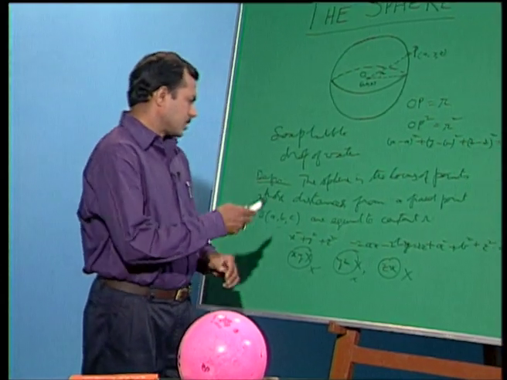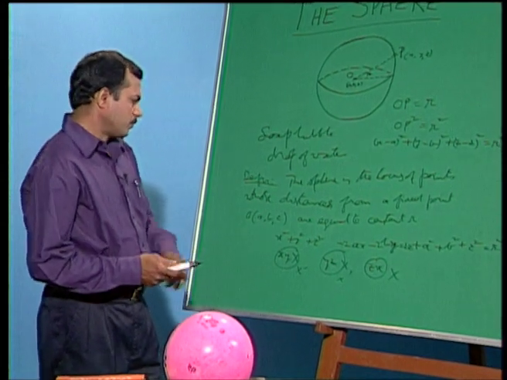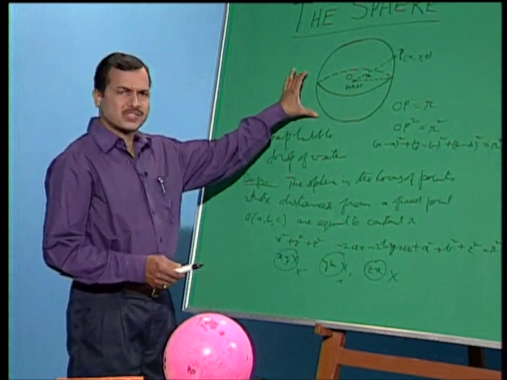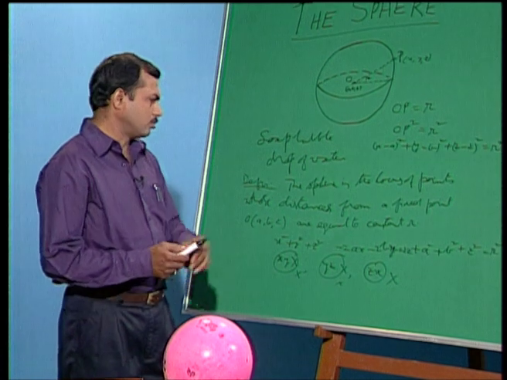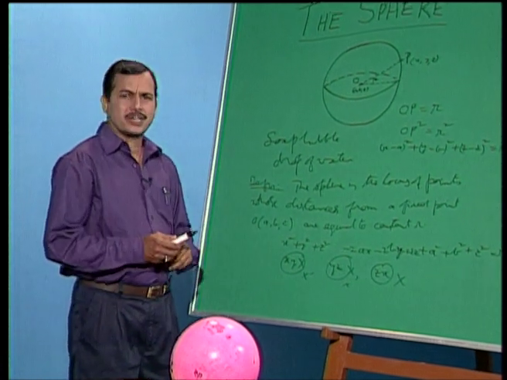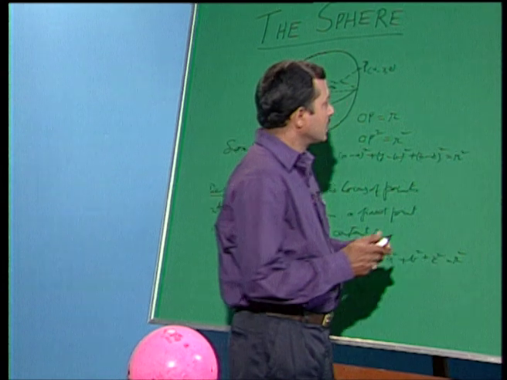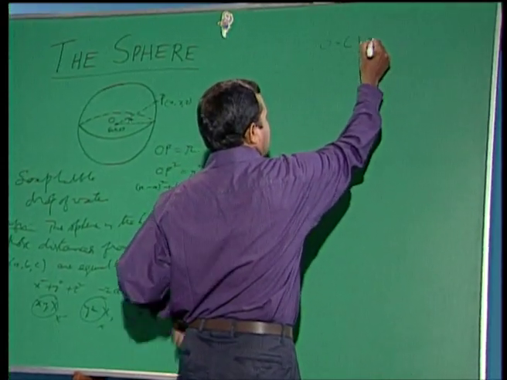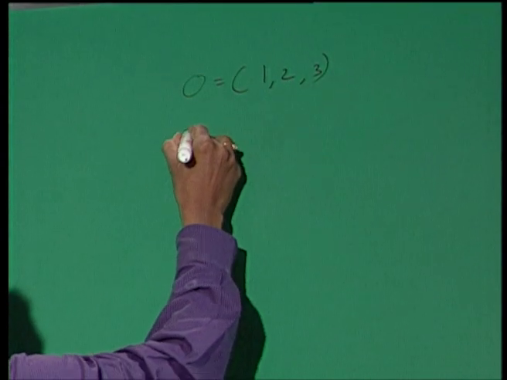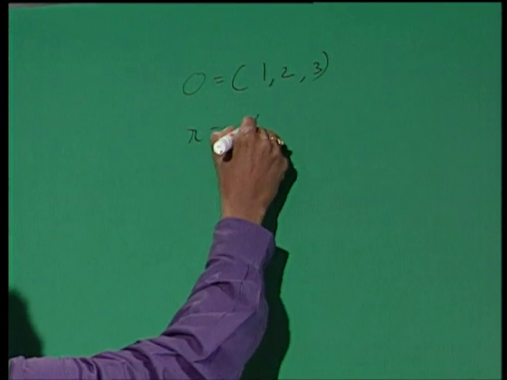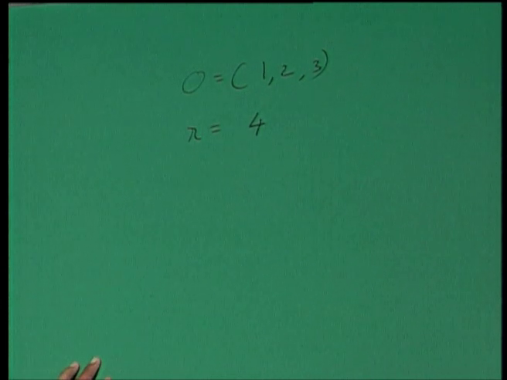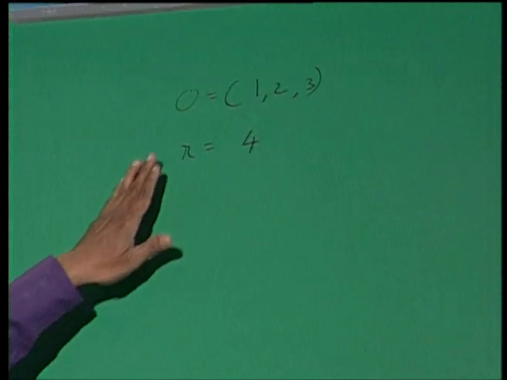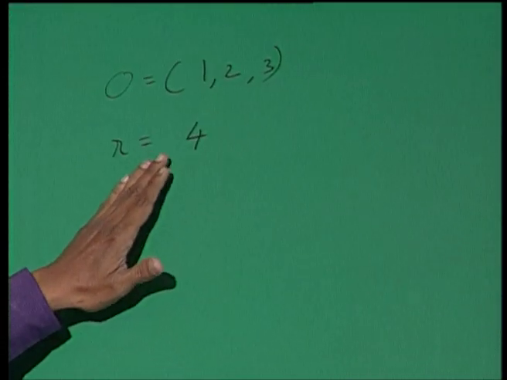Now let us come to a general equation of a sphere. Let us generalize the equation of this sphere. Before going to the generalization, let us look at some numerical examples. Let us take O as the point (1, 2, 3), and radius r as 4 units, and let us form the equation of the sphere having O as center and r as radius.